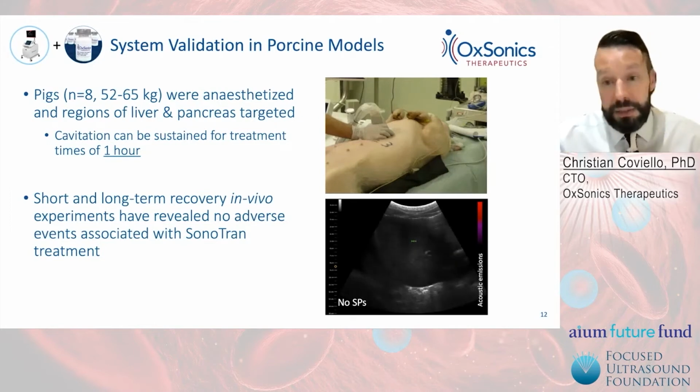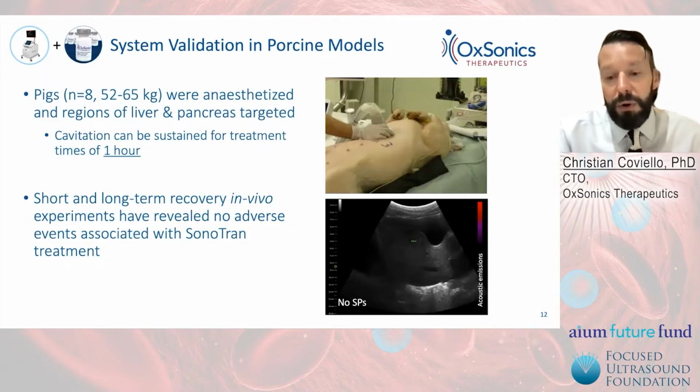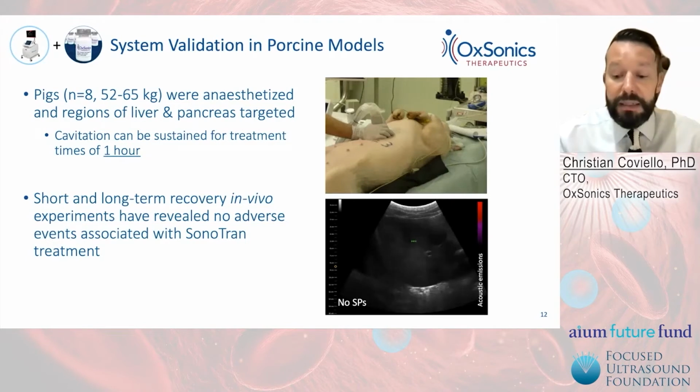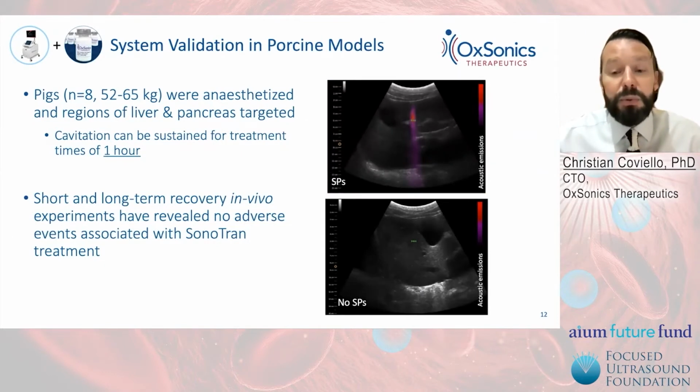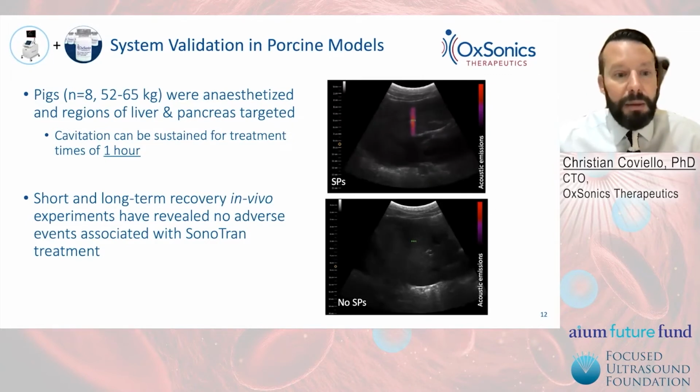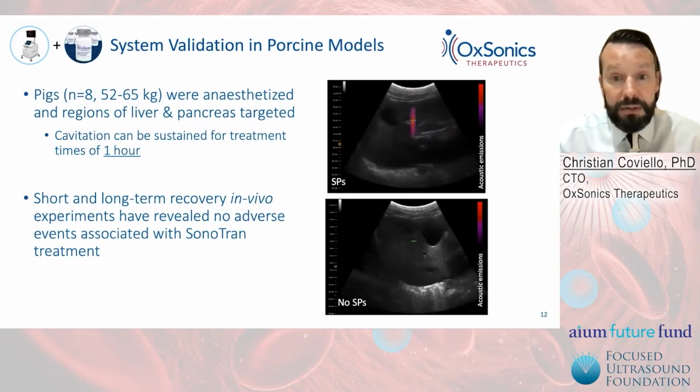So here you see on the top right, that's my hand sonicating this pig's liver. We're focused, you see on the bottom here, at that green crosshair. The bottom is before we infuse our particles, but are sending in therapeutic ultrasound. And then once we actually start to infuse our particles, we almost immediately see cavitation represented by the color map using our passive acoustic mapping algorithm. Most importantly, coupled to the sustained cavitation behavior, we didn't see any adverse events associated with this treatment.